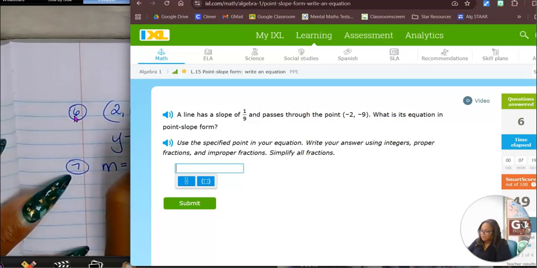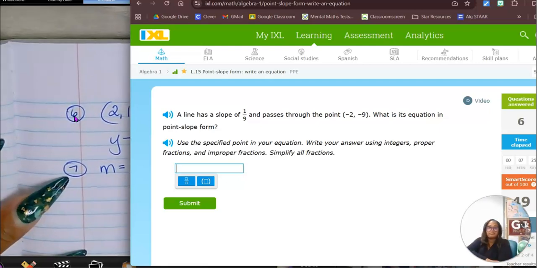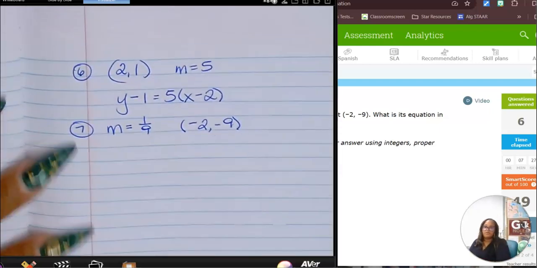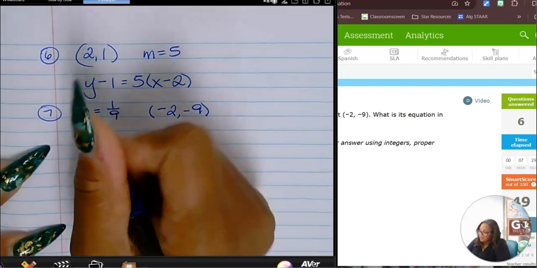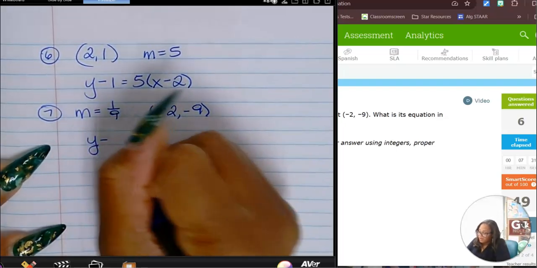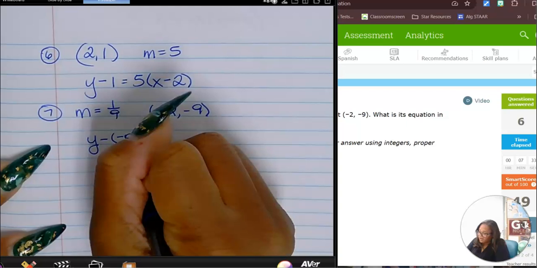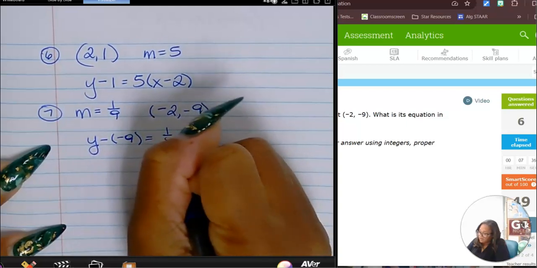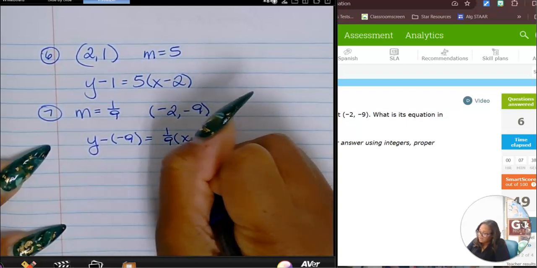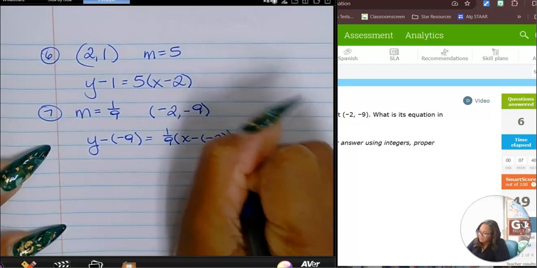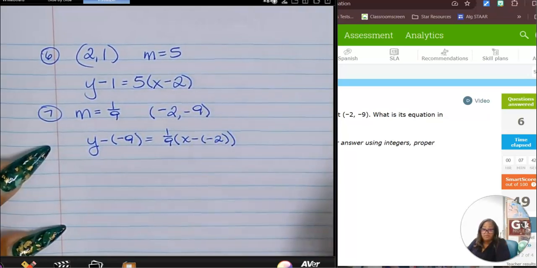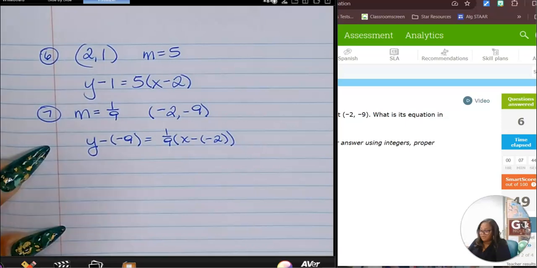M equals 1/9, and my point is -2, -9. So this is how it will look on the test. We'll input y minus -9 equals 1/9 times the quantity of x minus -2. And we'll leave it that way. But we have to simplify.